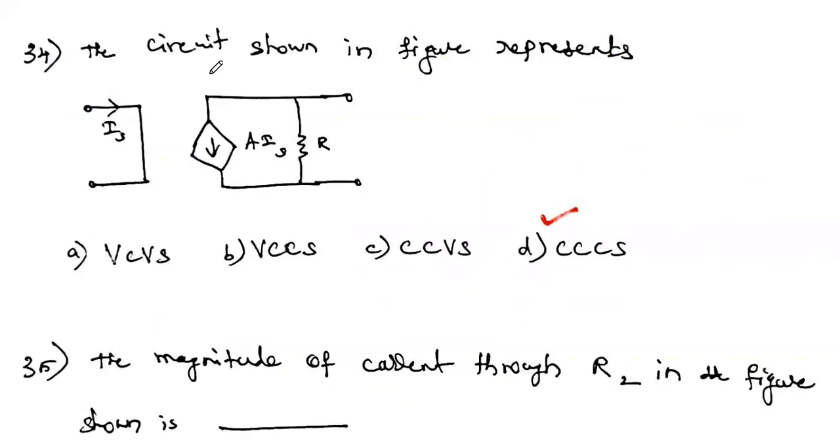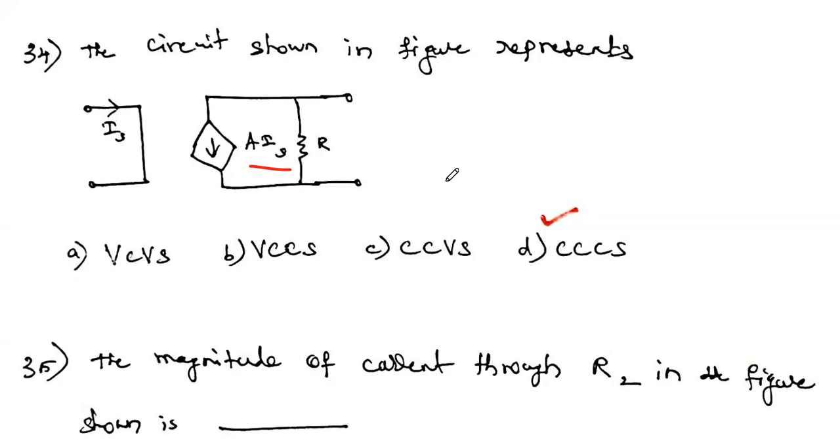Then the next question: the circuit shown in the figure represents dash. You see the equivalent circuit. On the source side, the current flowing is Is. On the output side, the symbol indicates a current source. This is a dependent current source. Its value is given as A into Is, where A is a constant and Is is the current flowing in the input circuit, connected in parallel with the resistor.